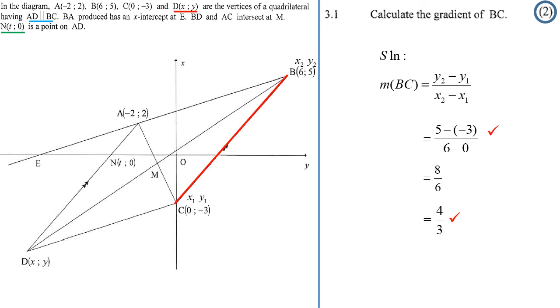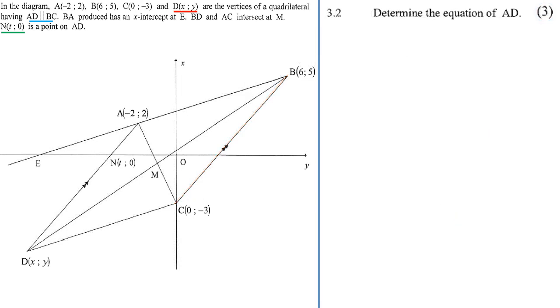Remember, this is how you get your 2 marks. Then 3.2, determine the equation of AD. And this is 3 marks. Equation. You underline the word equation of AD. What is AD? AD is a straight line. And a straight line is given by the equation y is equal to mx plus c.